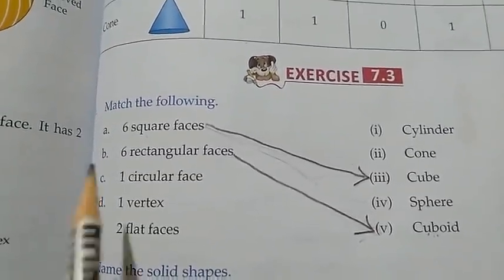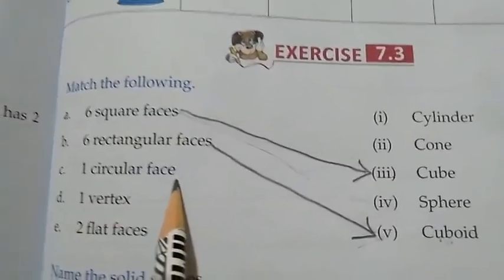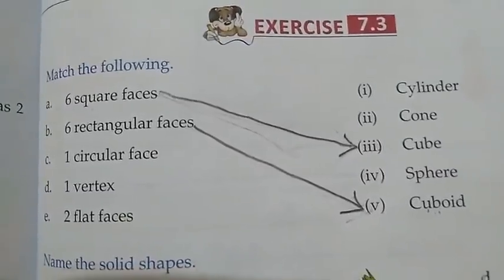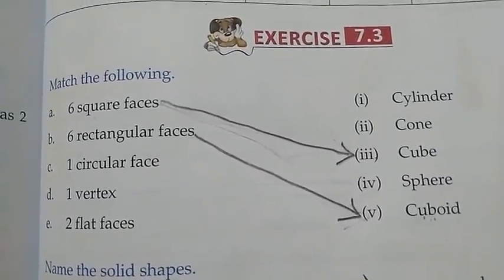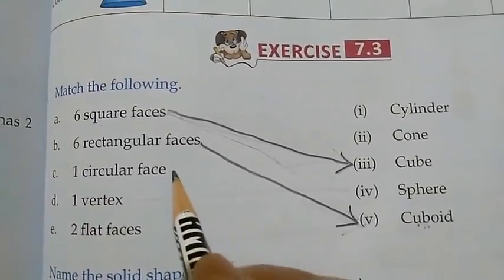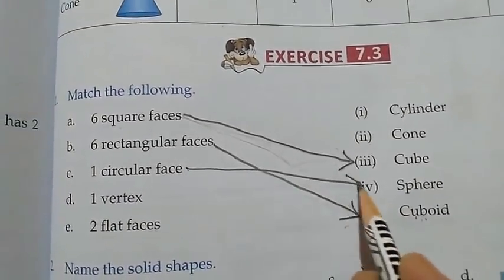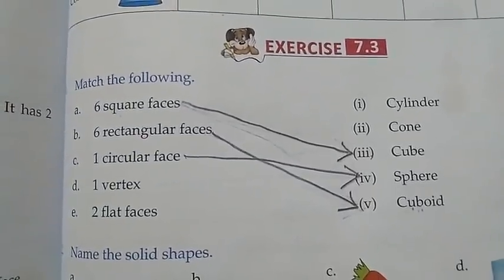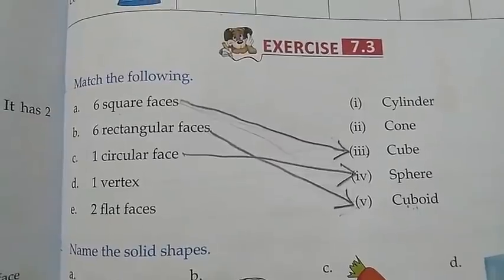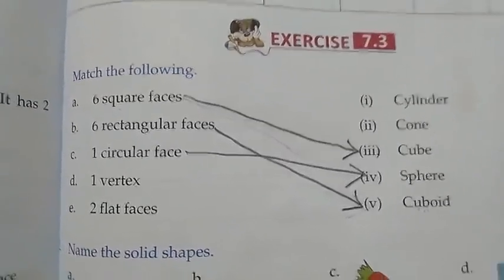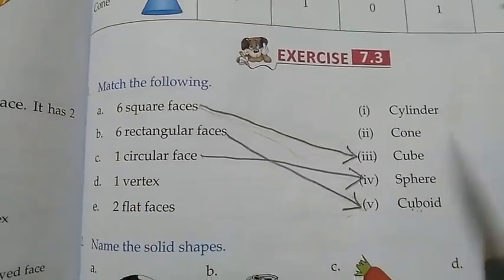Okay, now next is 1 circular face. There is 1 solid shape which has 1 property, that is it has only 1 circular face, so that shape is a sphere. Okay, a sphere has no edges, no corners, no plane face. It has only 1 circular face.